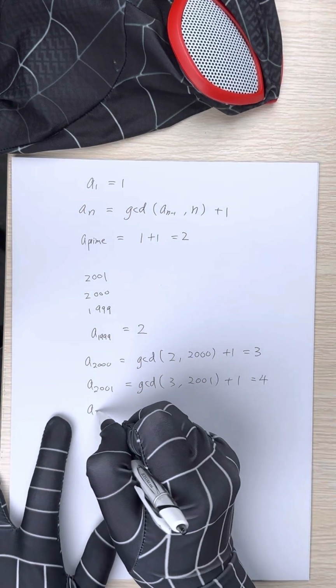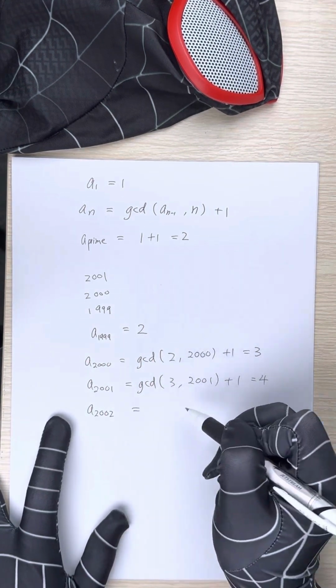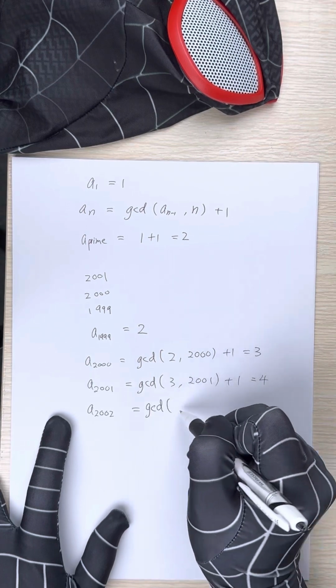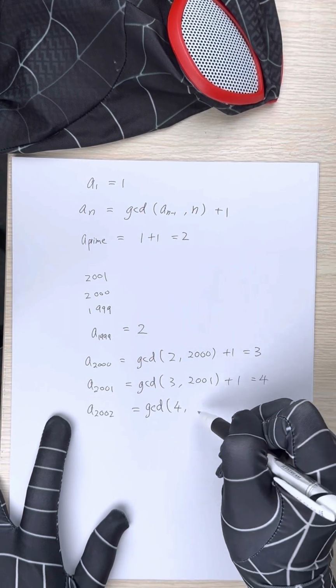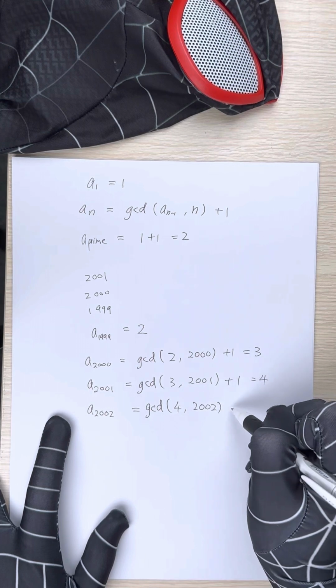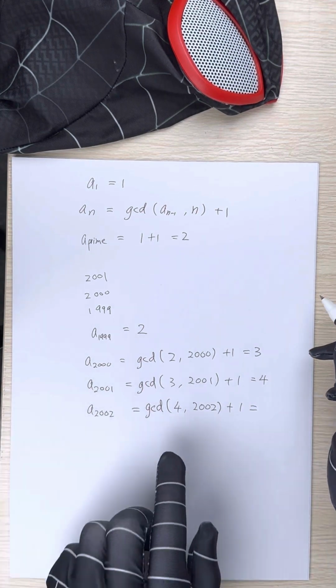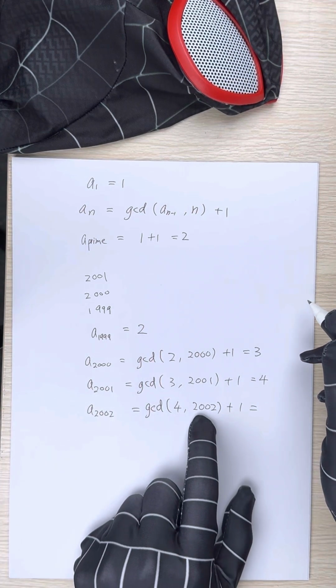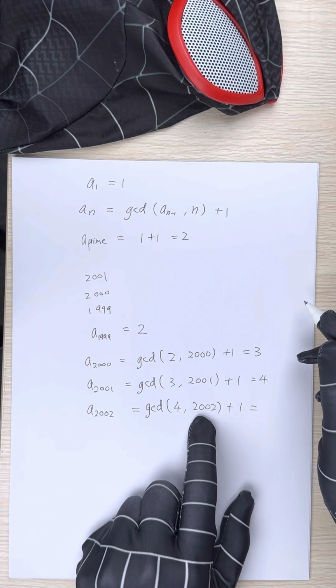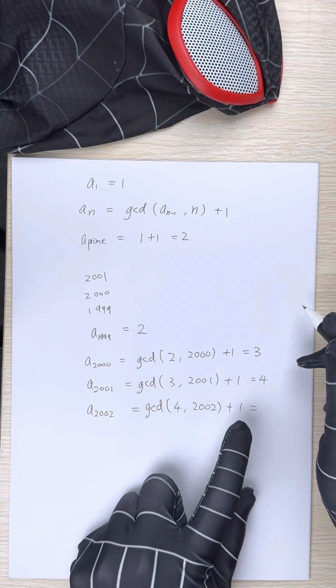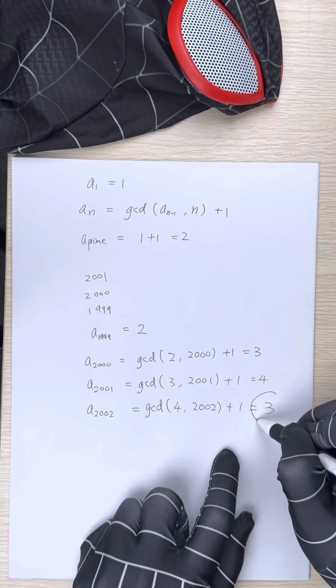Finally, we want to find a of 2002. That will be the GCD between the previous term, which is 4, and the number 2002. A quick calculation will show that this is divisible by 2 but not 4. So the greatest common divisor is 2. Add 1 to that is 3. So 3 is the answer.